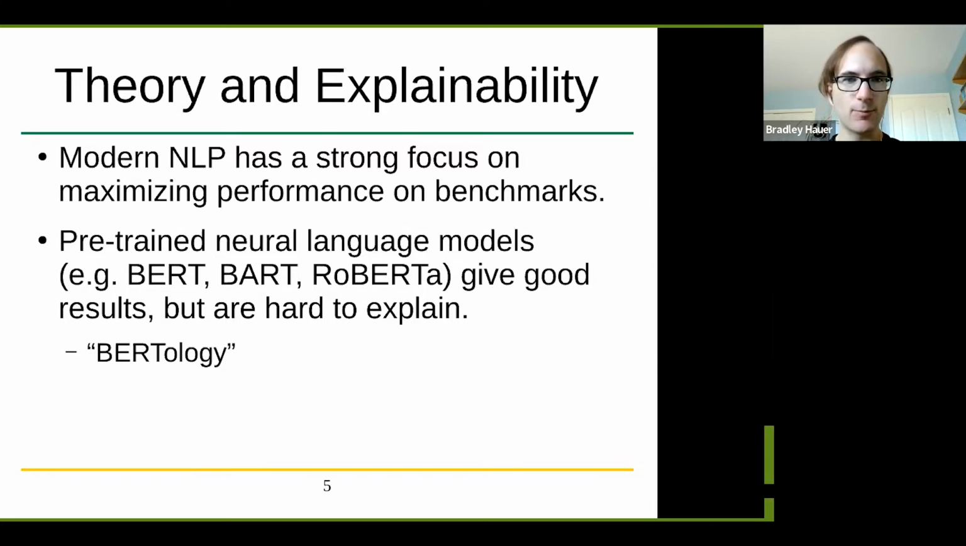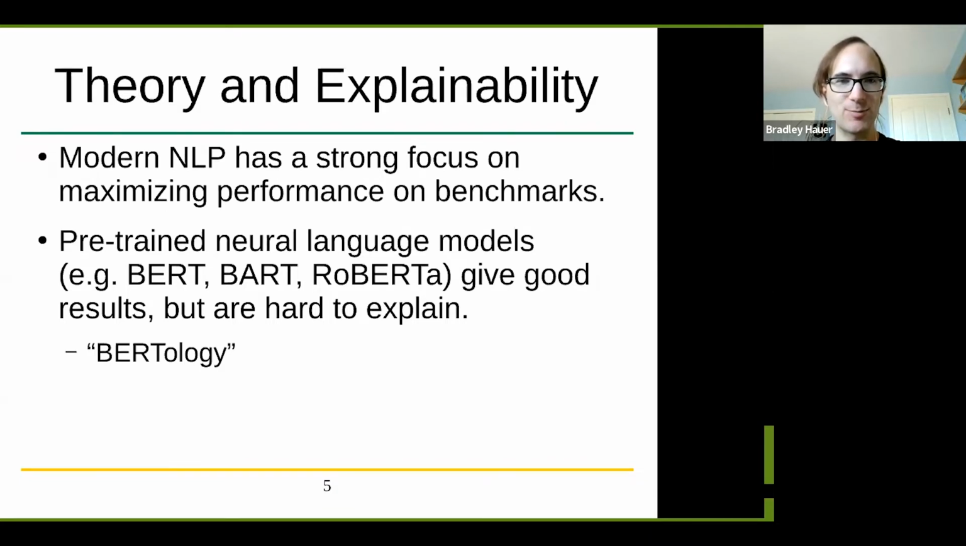But the issue that we have is that these pre-trained neural language models that have taken NLP by storm in the past several years, models such as BERT, BART, RoBERTa, those are names that you're probably familiar with if you have been following recent work in natural language processing. These models tend to give good results, but they are very difficult to explain. These models are constructed in such a way that they are very opaque to analysis. And this is very important because, for example, if one of these models makes an error, if it gives the incorrect output, it can actually be very difficult to understand why that is, what went wrong. And this has given rise to an area of research that I've seen referred to as Bertology, obviously using BERT as a representative of this class of models, where the idea is just trying to figure out what exactly these models are actually doing.